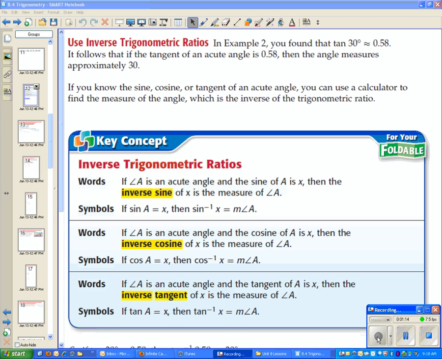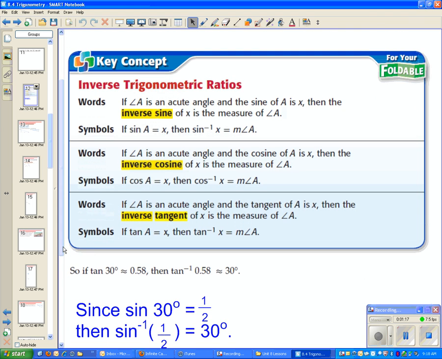So here are the definitions of the inverse trig ratios. It says if angle A is an acute angle and the sine of angle A is x, then the inverse sine of x is the measure of angle A. It seems like a bunch of gibberish, doesn't it? Here's what you need to get from this. Here's the notation you use for inverse sine. It looks like sine to the -1. It's not an exponent. It's called a superscript of -1. That means inverse sine. So inverse sine is what we use when we're trying to find an angle measure.